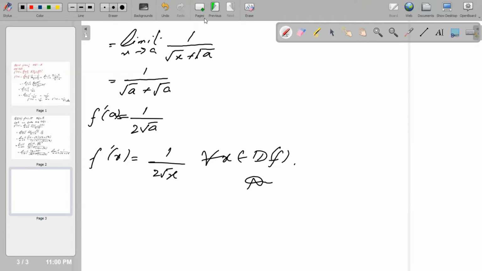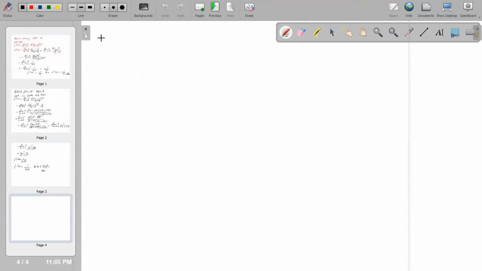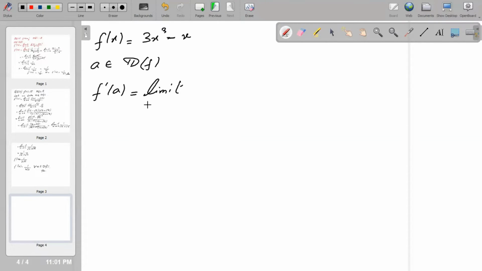So next, move on to the next question, where we have f of x equal to 3x cubed minus x. This is the last question which we will solve here today. First take a, any point belonging to the domain of f. Now we will write the formula here. f prime of a equal to the limit as x approaches a of f of x minus f of a, divided by x minus a.